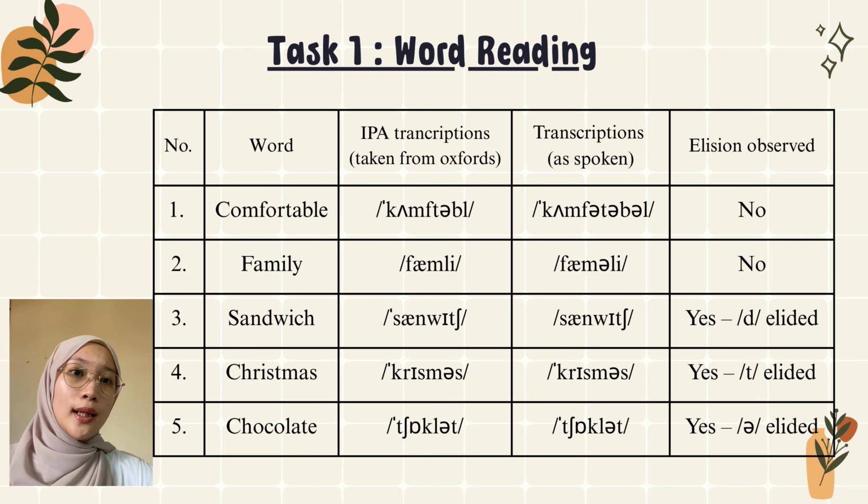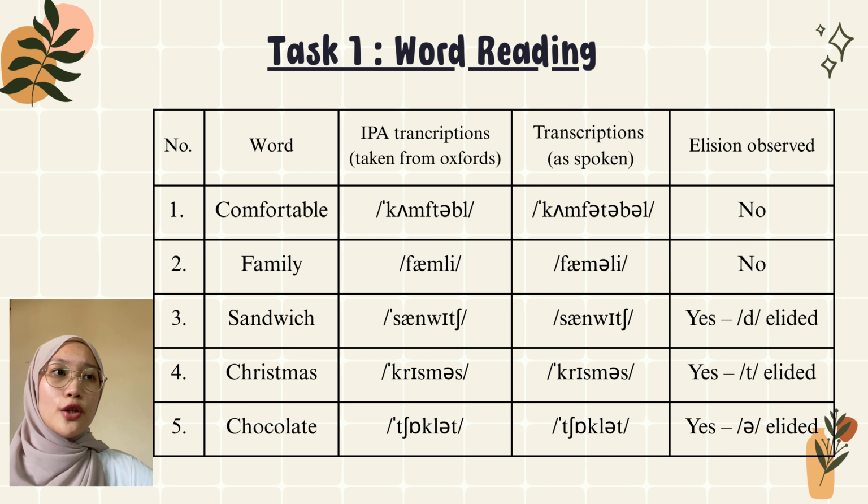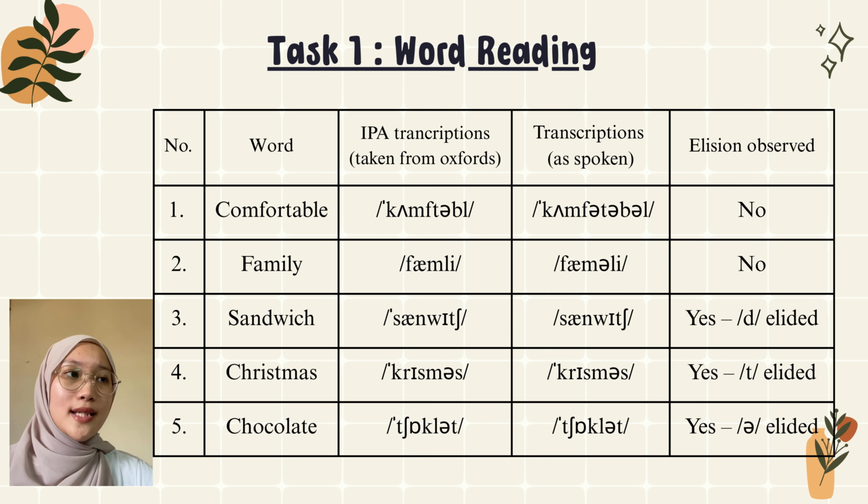The last word we analyze is chocolate. Now let's hear the recording. Chocolate. According to Oxford Dictionary, the official IPA transcription is chocolate. In this pronunciation, the word is already reduced from its full form. Although it is spelled with 3 syllables, the standard pronunciation drops the middle vowel sound, the schwa, resulting in just a two-syllable word, which is chocolate.